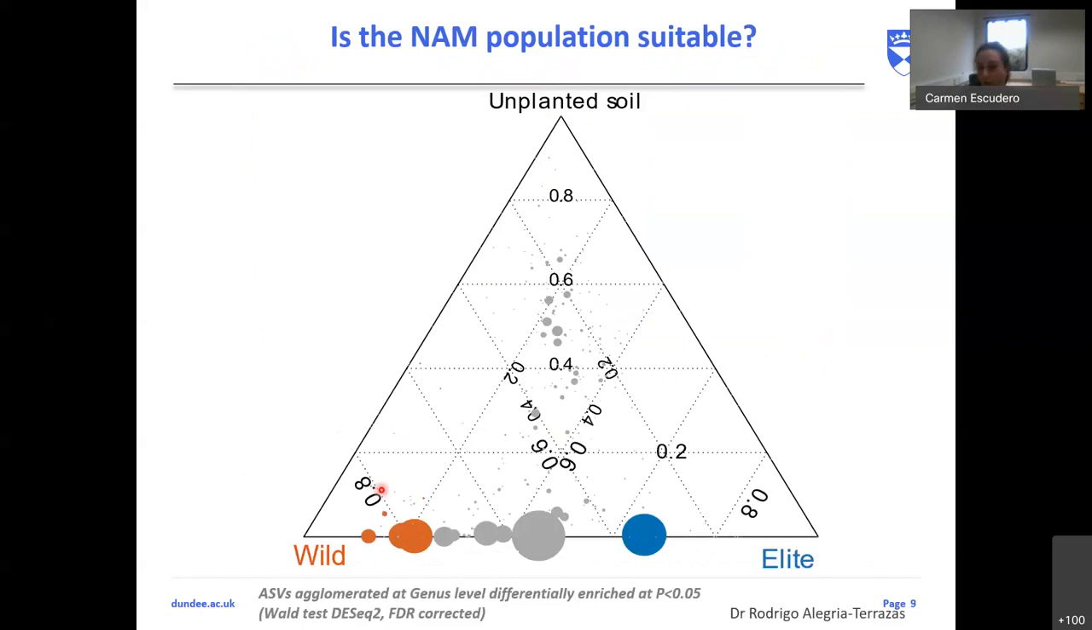So first of all, we needed to test if this population is suitable, and for any mapping exercise, we need to have a contrasting phenotype, in this case a microbial phenotype, between the parental lines. And this is what is shown here in this ternary plot. Every point here represents a bacterial genus, and the size of the point is proportional to the abundance of that bacteria. And then we have different microhabitats: unplanted soil, wild or elite, and the closer the dot is to these microhabitats, the more related it is to them.